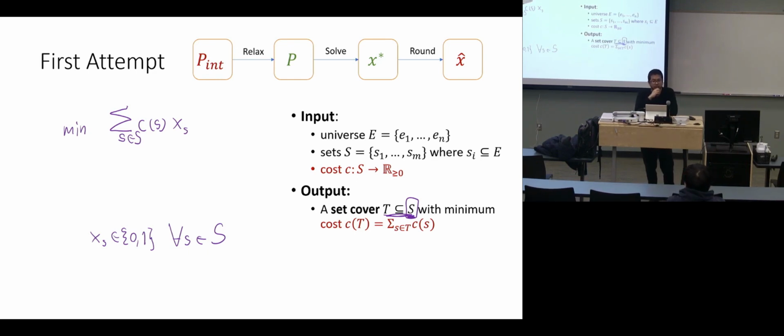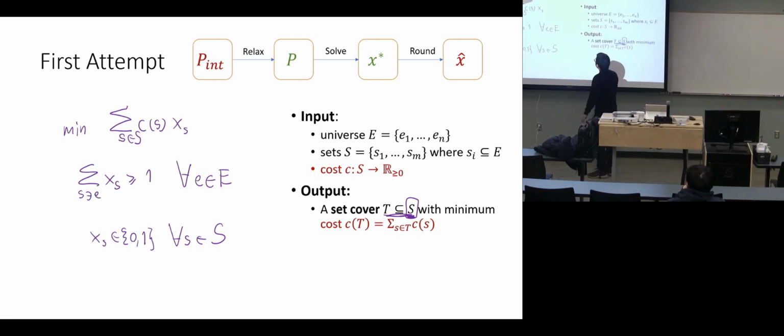For everything in your universe, the sum of all X_S that contain it, the addition of all of those, is greater than or equal to 1. So the constraint is that it needs to be a set cover, right? So every element must be covered.